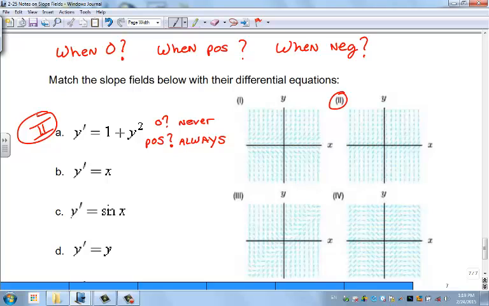Let's look at part B. Y prime equals x. Well, when is this 0? Well, it's 0 when x equals 0. When is it positive? Well, it's positive when x is greater than 0. Okay, so that is to the right of the y-axis.